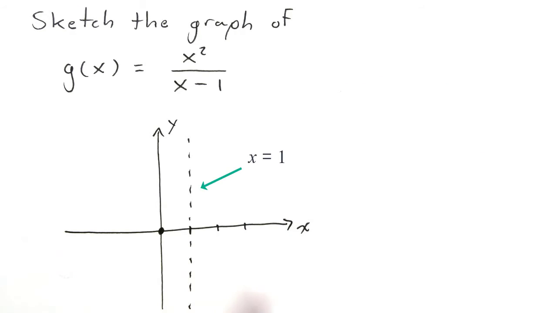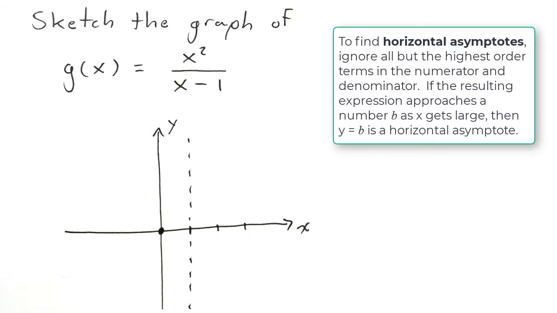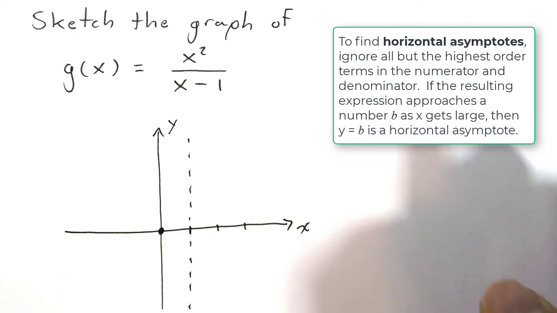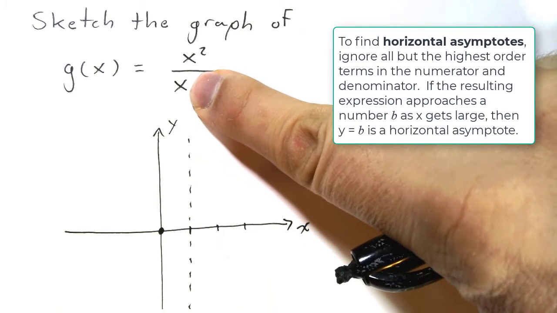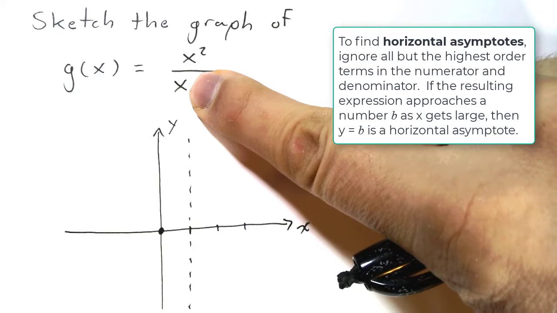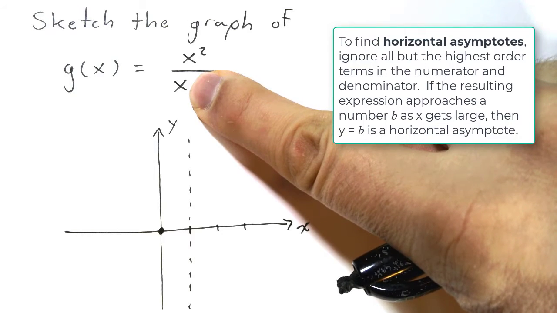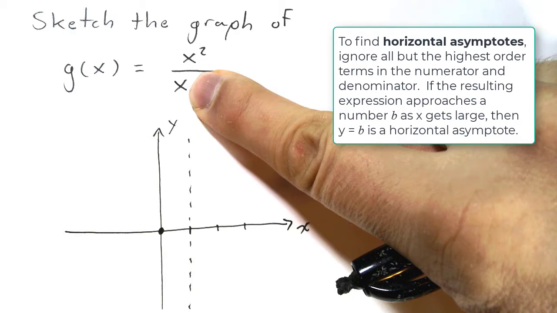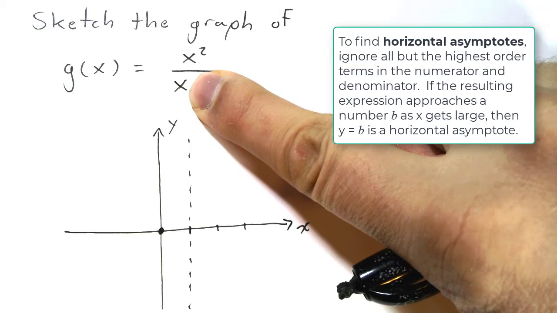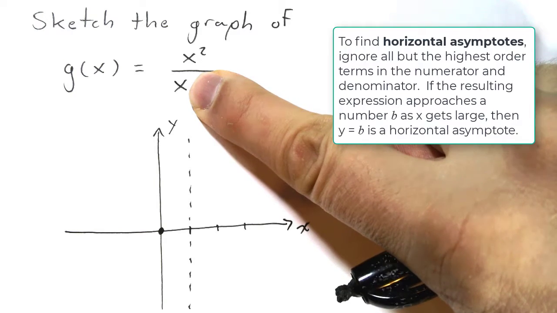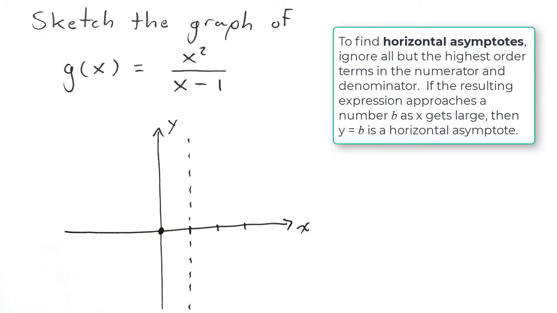Okay? What about horizontal asymptotes? To find horizontal asymptotes, we ignore all but the highest order terms in the numerator and denominator. Well, we get this expression. Now, if this resulting expression approaches a particular number when x gets large, then we have a horizontal asymptote. But that doesn't happen. This expression simplifies to x. When x gets large, that expression gets large. It doesn't approach any particular number. So we do not have a horizontal asymptote.